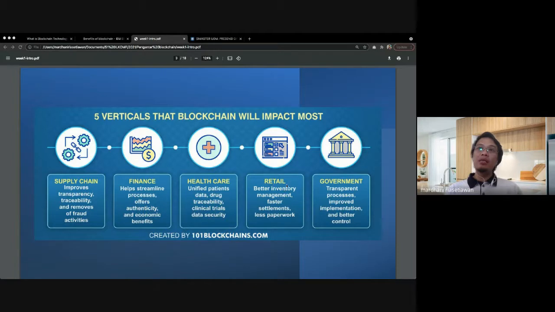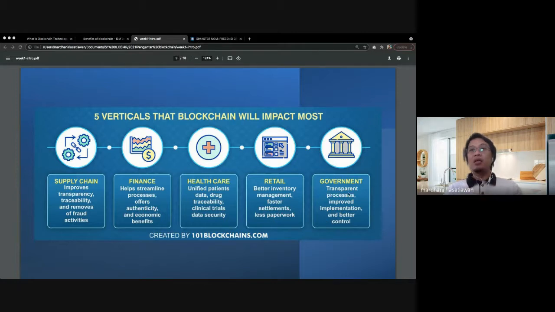And then the retail, this is also one of the important things, especially for inventory management. You can see that a huge warehouse needs a huge inventory management system. So when you use the blockchain, I think it will be more efficient and more traceable, and all aspects of the data, especially the inventory or assets, will be covered by the blockchain, and also faster settlement, and the next one is less paperwork.